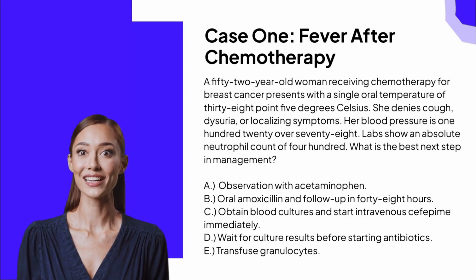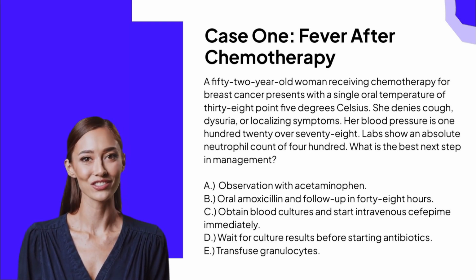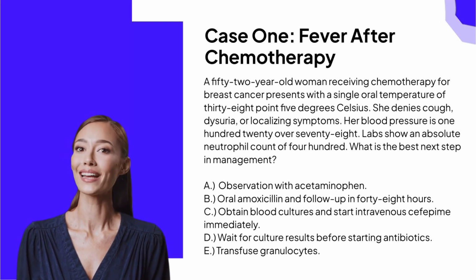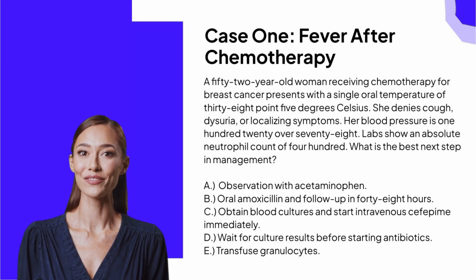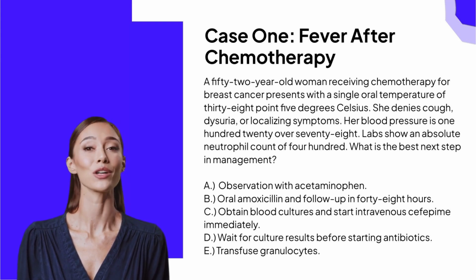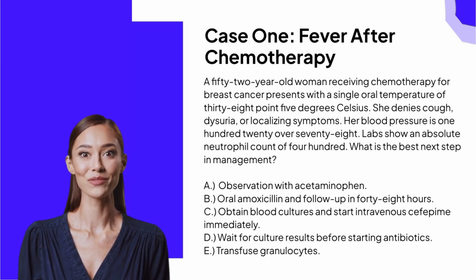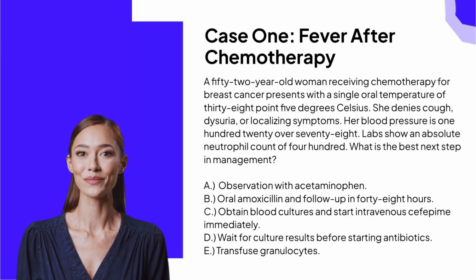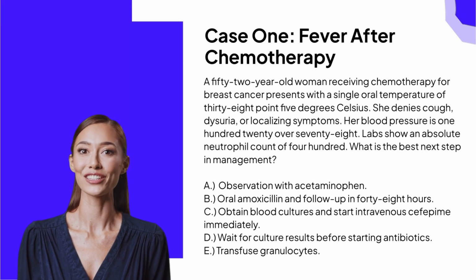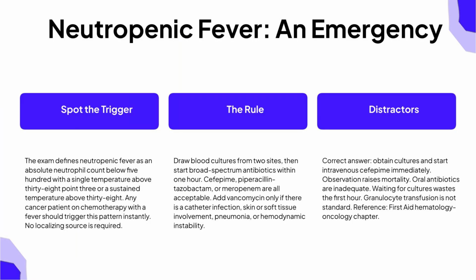Here is your first case. Read it carefully. A 52-year-old woman on chemotherapy for breast cancer spikes a fever. Her absolute neutrophil count is 400. Pause the video right now, pick your answer, and then keep watching. The trap here is the lack of a source. Students see no cough, no dysuria, and assume they have time. They do not. I am going to walk you through exactly how to eliminate every wrong choice on the next slide. Let us break this one down.